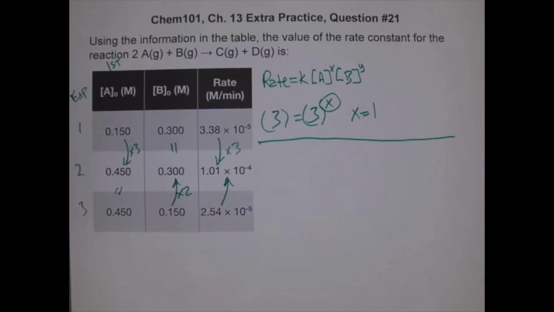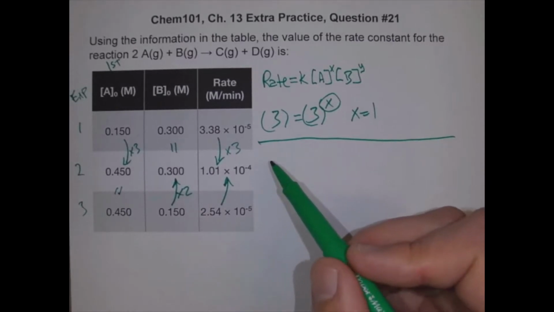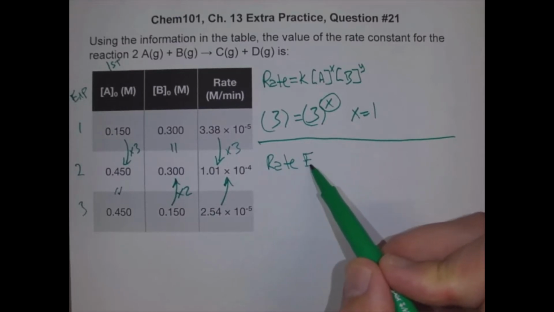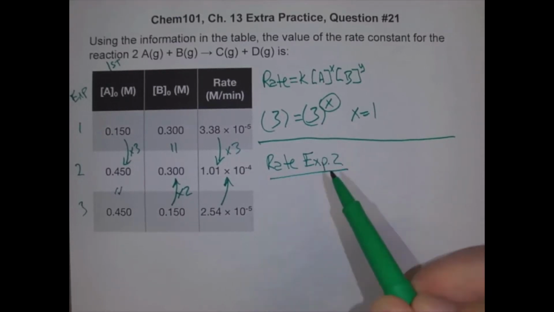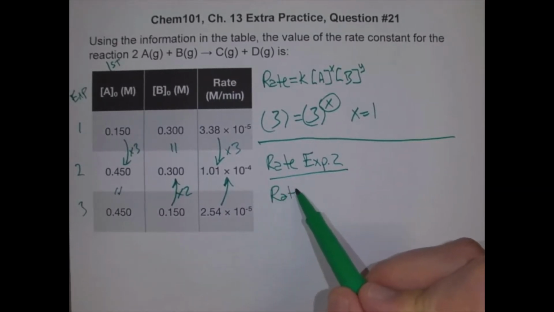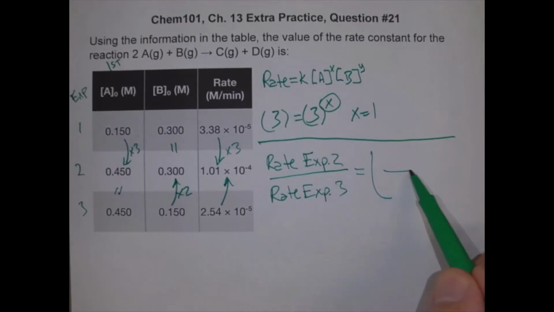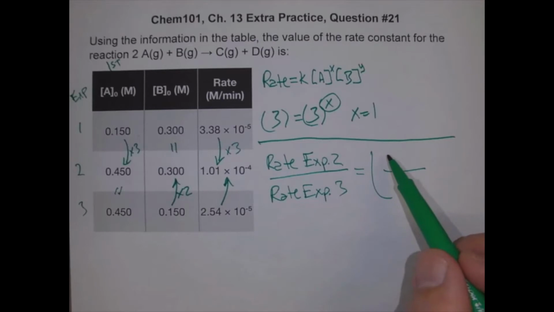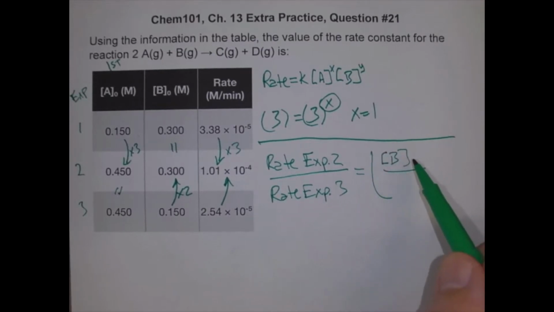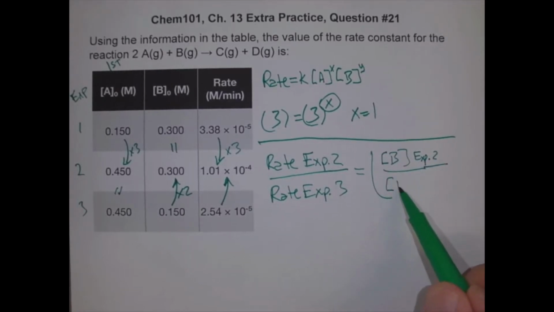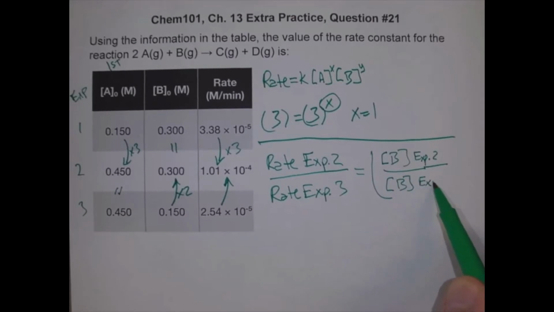Tap both methods of solving these kinds of problems. So remember that what you do is you set up a ratio where you have the rate, in this case, of experiment 2, you always put the bigger one on top, divided by the rate in experiment 3. And we're going to set that equal to the concentration of B in experiment 2, divided by the concentration of B in experiment 3, okay? And we're going to raise that to some power y.